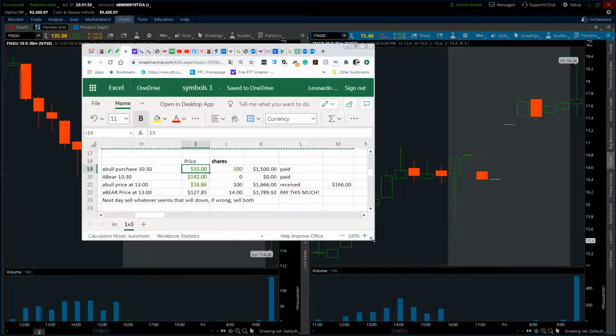I didn't go over the formulas, but they're very simple. This is the I column, J column, K column right here. And then you have 19, 20, 21, 22, 23. You enter only on the green parts. This is 100. You enter the 100, how many shares you buy. And you have a formula there.